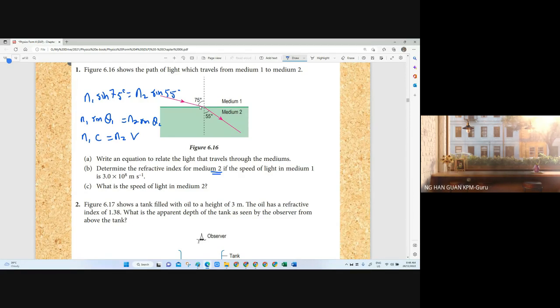So question B, hold on. What's wrong with question B? Determine the refractive index of medium 2 if the speed of light in medium 1 is 3 times 10 power 8 meter per second. Nothing to do with the speed of light given. What?